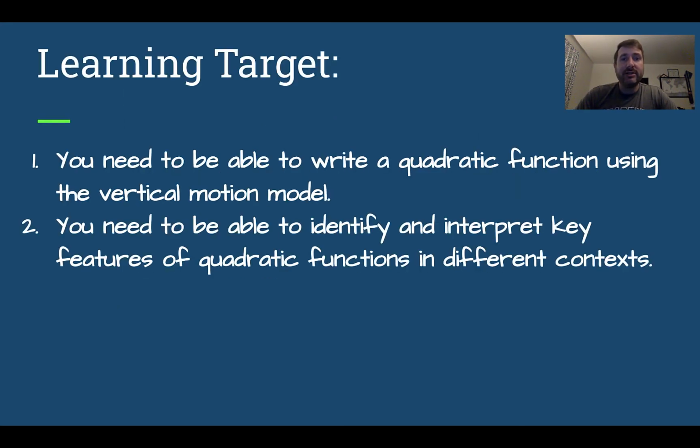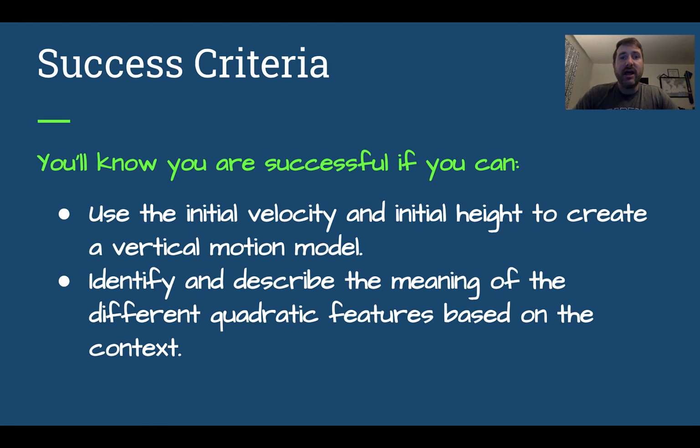After this lesson, you need to be able to write a quadratic function using the vertical motion model, and you need to be able to identify and interpret key features of quadratic functions in different contexts. You'll know you're successful after this lesson if you can use the initial velocity and initial height to create a vertical motion model, and if you can identify and describe the meaning of the different quadratic features based on the context.